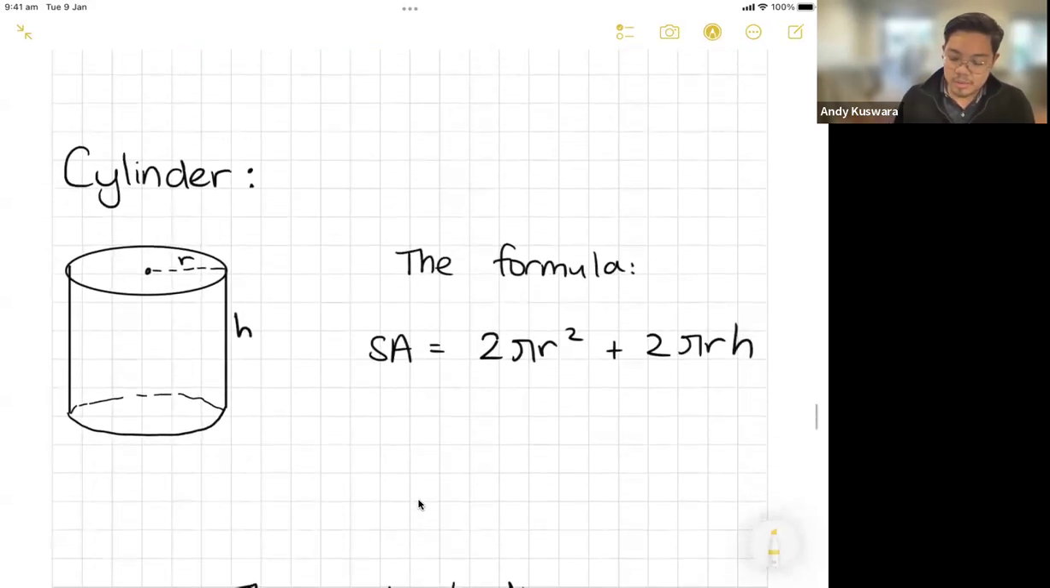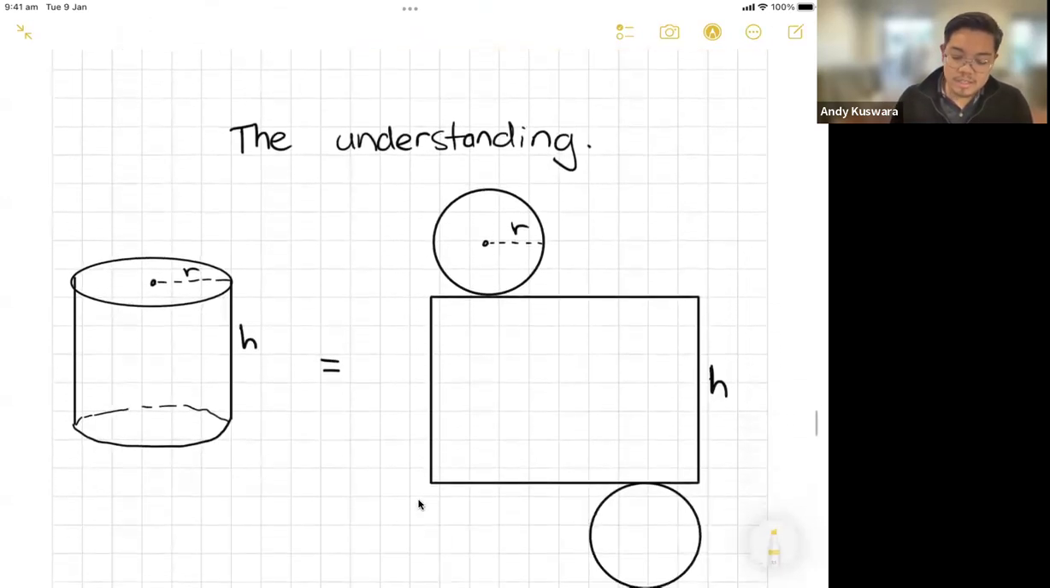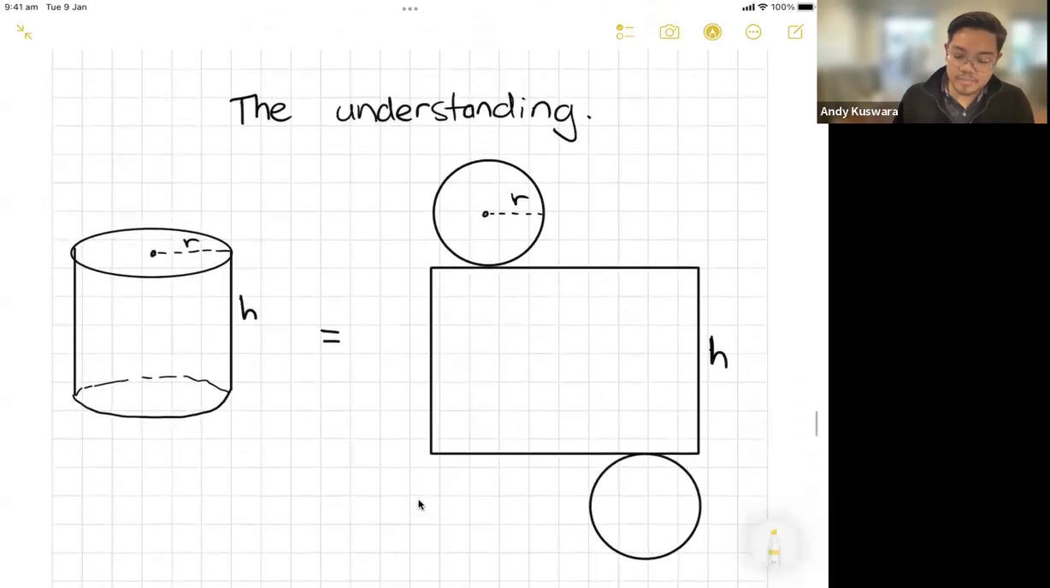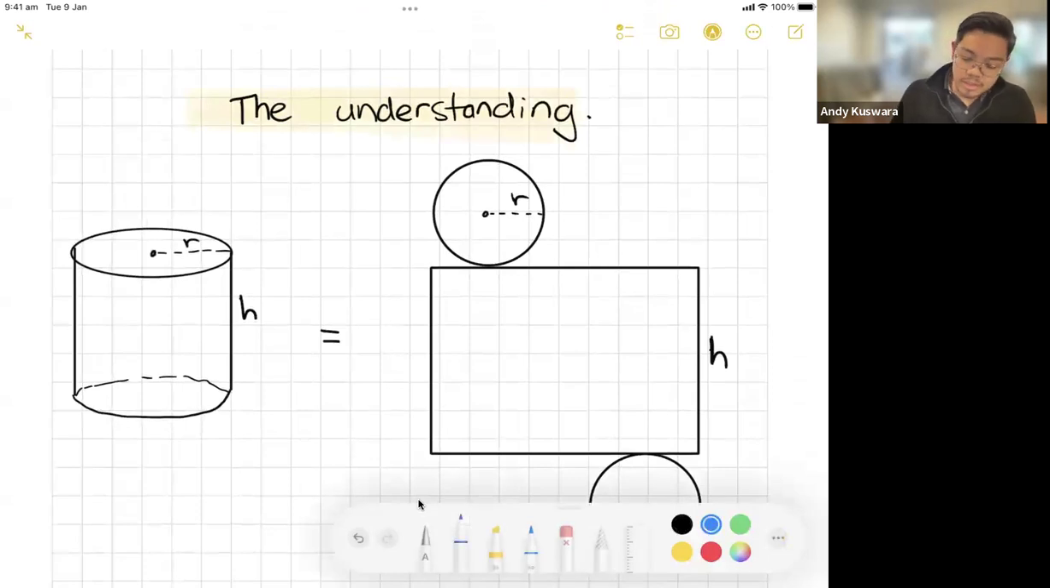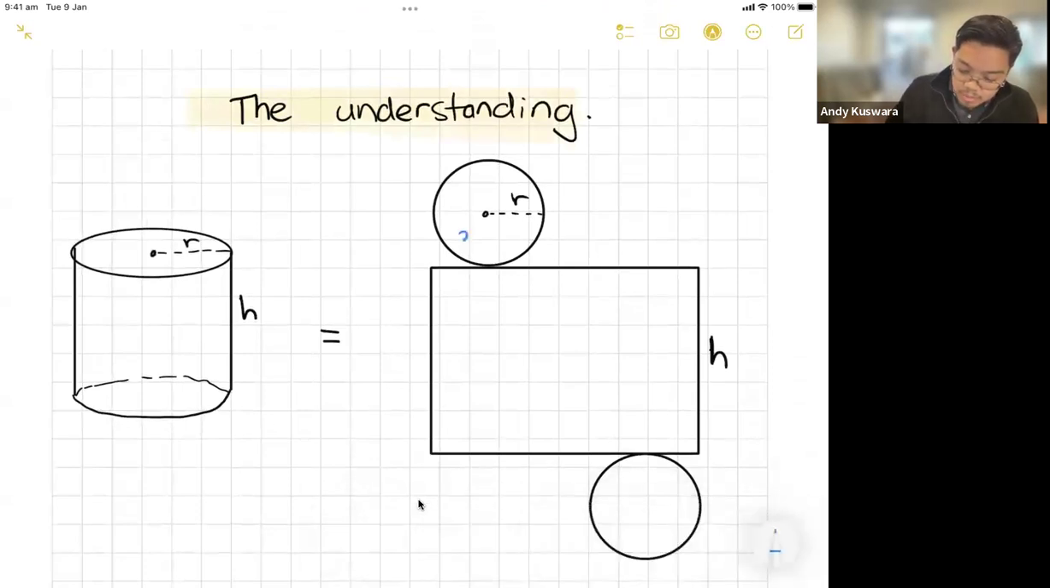Now, for a cylinder, you need to know the radius of the circle and the height of the cylinder. Your surface area formula is 2 pi r squared plus 2 pi r h. That is also given to you on your reference sheet. However, there is an understanding that I want you guys to get out of it. What is the area of a circle? I hope you said pi r squared. And we should have two pi r squared because there are two circles.